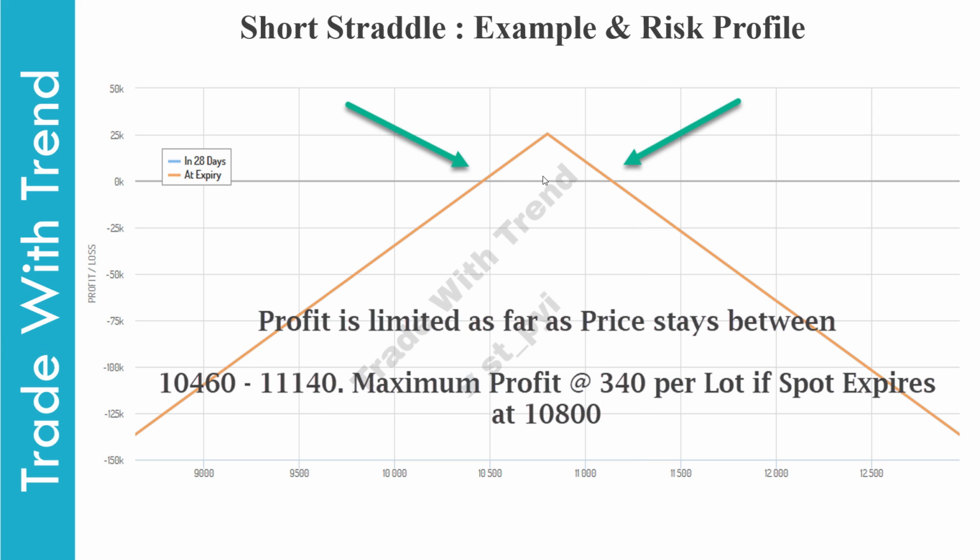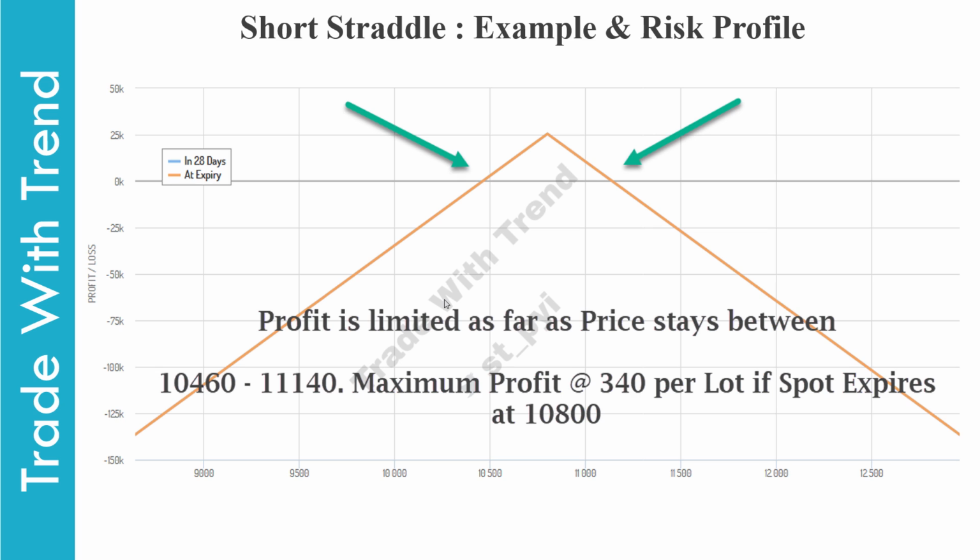So maximum profit in this particular strategy is limited as far as short straddle is concerned, and maximum profit would be the net premium you have received to initiate this particular strategy. For example, in our case, maximum profit would be limited to rupees 340 per lot, and this would happen if spot expires at 10,800. I hope the calculation for long straddle and short straddle for now is clear. In case you are confused, just pause this video, go back and listen to the entire calculation again.